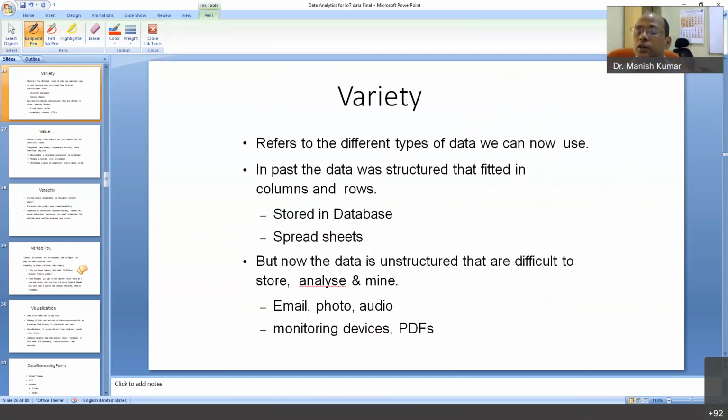Variety: you can store data in database sheets. You can have email, photos, audio, or PDFs. It could be anything, which talks about variety.